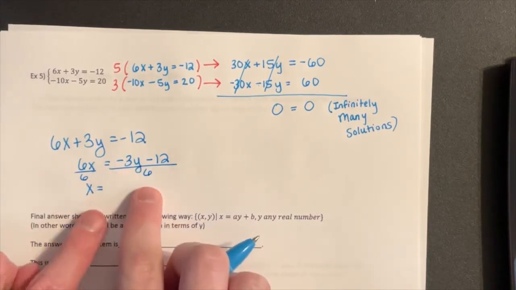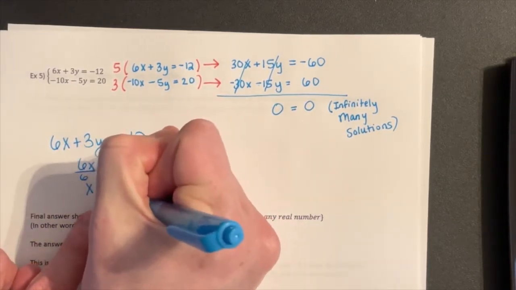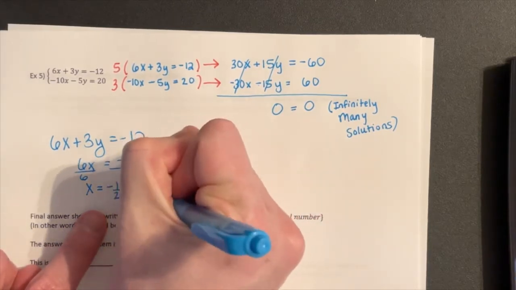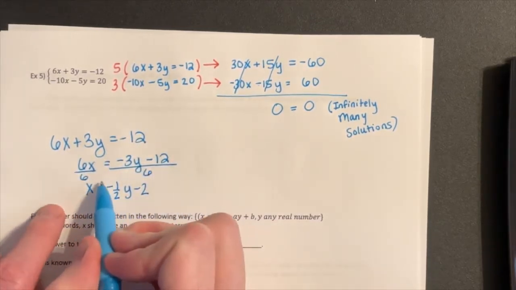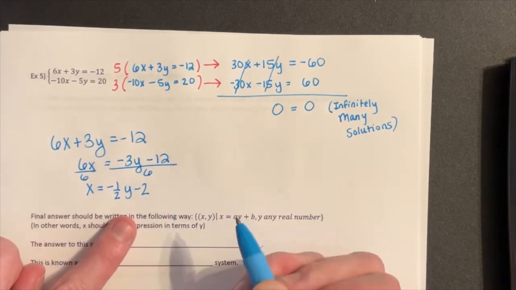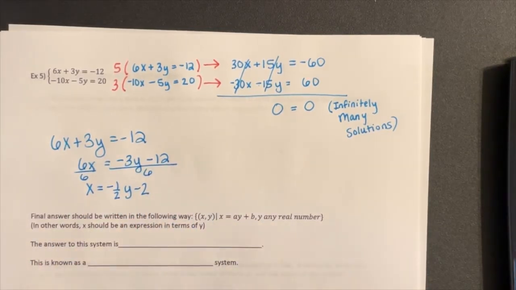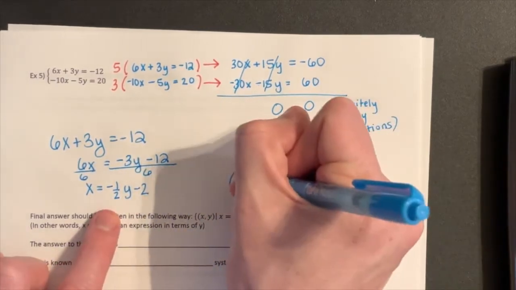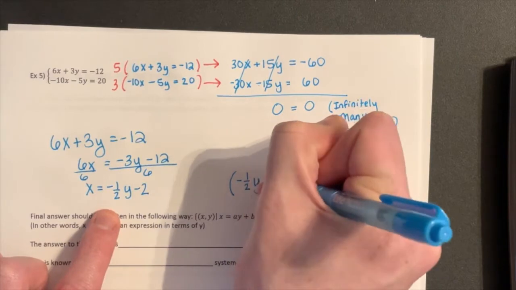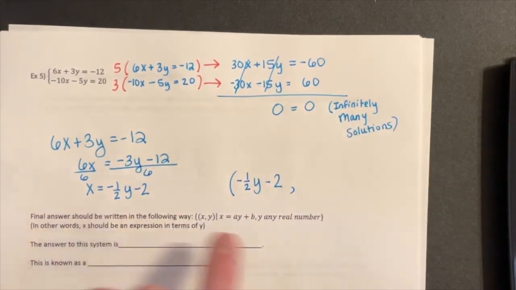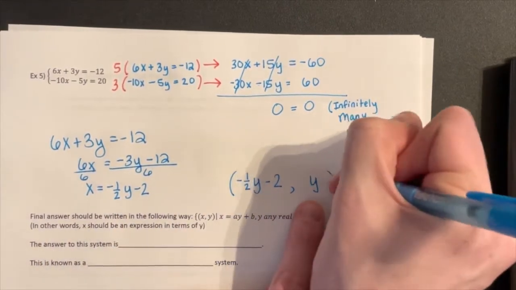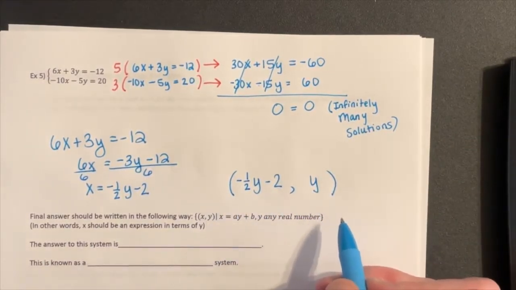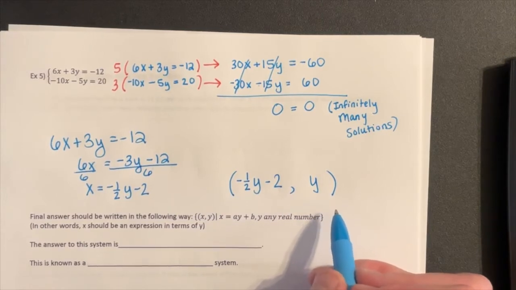So -3 divided by 6 is going to be -1/2 y, and -12 divided by 6 is -2. So x would be -1/2 y minus 2. We would write this in this way, where x is -1/2 y minus 2, and then our y value is just y. And it's a little bit different. We haven't seen that type of example before, but that's the notation that we would write this as.